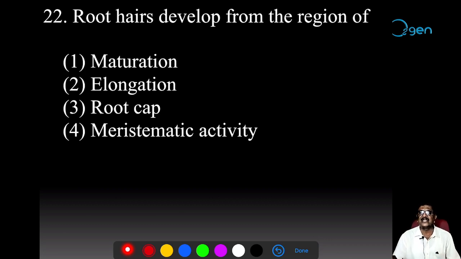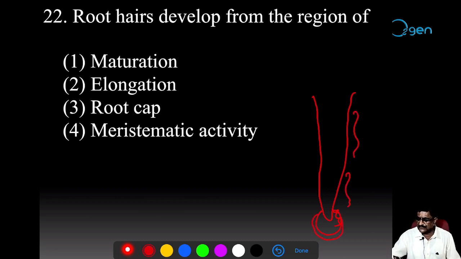Root hairs develop from the region of root hairs. So the root is growing like this one. This is the divisional phase, which is covered by the root cap. This is the elongation phase. This is the maturation phase. Here a number of root hairs are developed. These are the extensions of the epidermal cells.